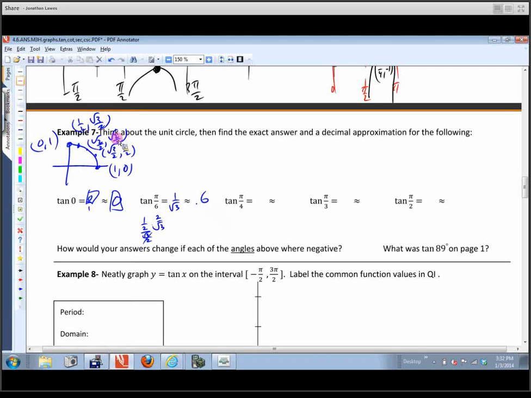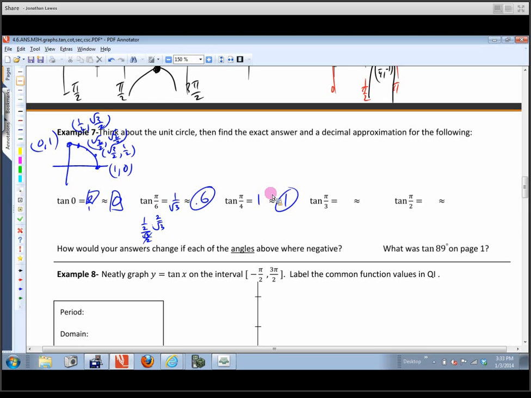This is going to be the y-coordinate over the x-coordinate here. So the tangent is radical 2 over 2 over radical 2 over 2. So the tangent of pi fourths is 1. So we're in good shape there. And, of course, the decimal approximation would be 1.